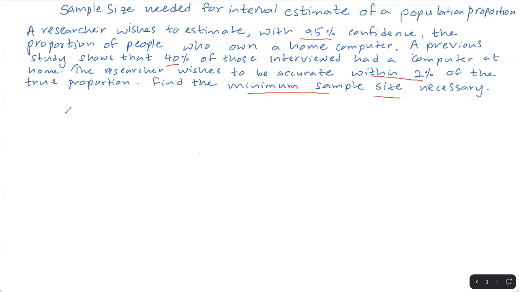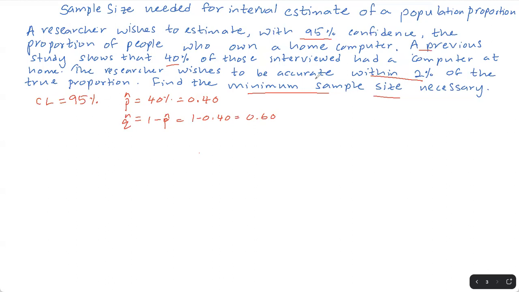So it is 95% confidence. So for the confidence level equals 95%. And a previous study shows that 40% of those interviewed had a computer at home. So this is the sample proportion from a previous study, which is 40%, equals 0.40 as a proportion. So you can calculate Q hat here, 1 minus P hat, which is 1 minus 0.40, 0.60.